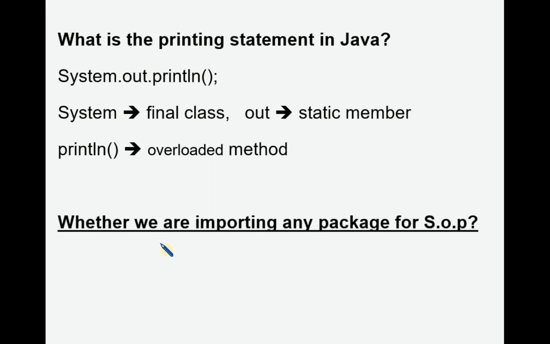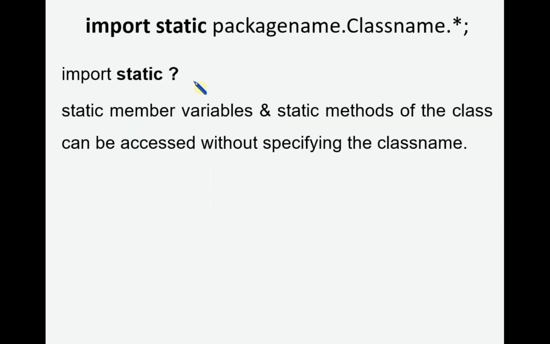Are we importing any package for using System.out.println? No. The reason is that System is a part of the lang package. This lang is a default package, which is imported by default. So we no need to specify java.lang.*. That is the reason we are not importing any packages while using the System.out.println statement.